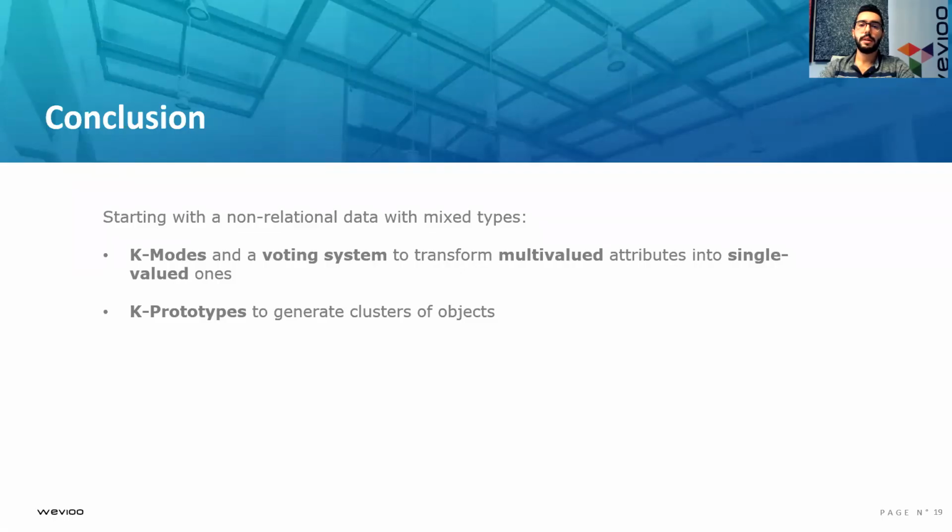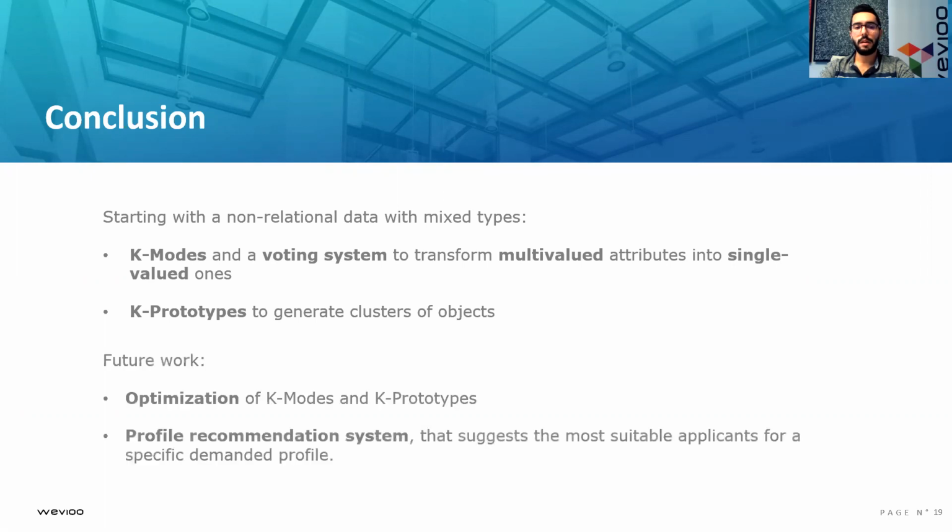So to summarize the process of our method, if we start with non-relational data with mixed types, we can apply k-modes and a voting system to transform the multi-valued attributes into single-valued ones. Then we can apply k-prototypes to generate clusters of objects. For future work, we can do some optimizations of k-modes and k-prototypes. Also, we can optimize our process, and we can think about a profile recommendation system, which can propose the most suitable applicants for a specific demanded profile.